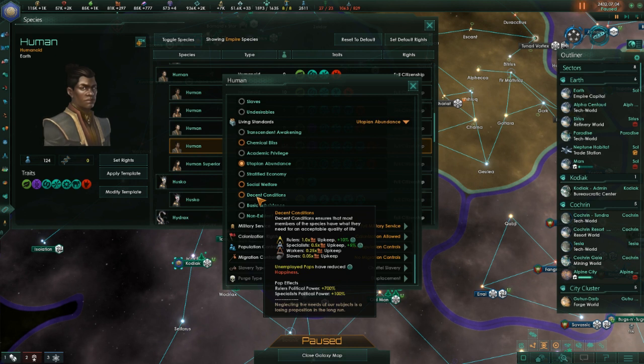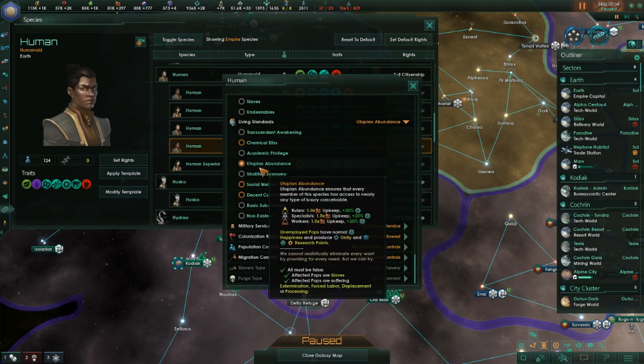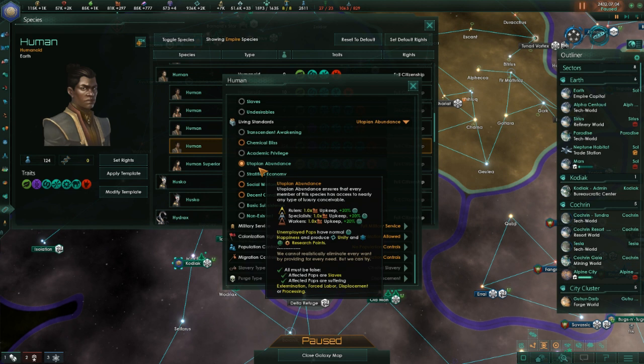And so, I have this currently set for utopian abundance, which gives everybody a plus 20% to happiness. It shows unemployed pops have normal happiness, and they produce unity and research when they are unemployed, which is kind of nice. However, this is almost communist, it's utopian abundance. It's almost like idealistic socialism or idealistic communism. And so every single person costs the same amount of consumer goods.